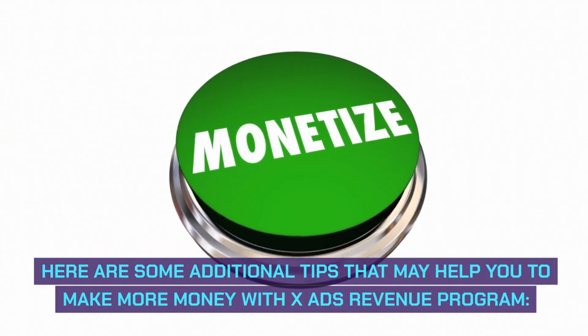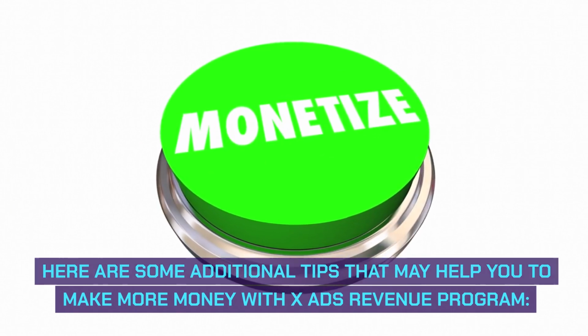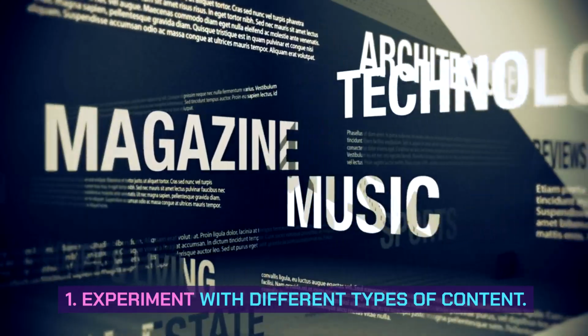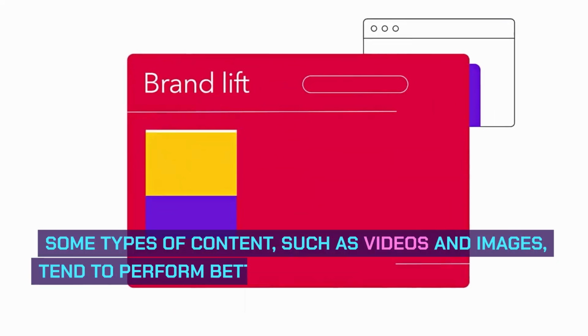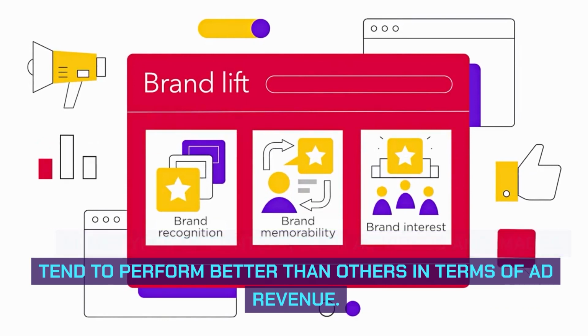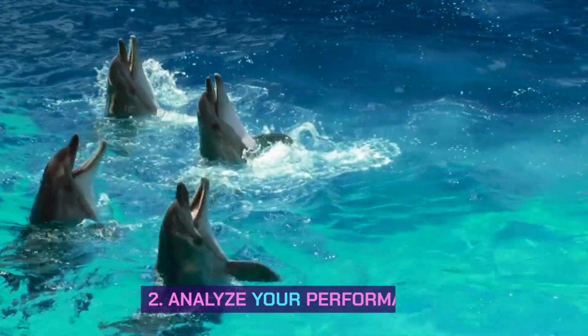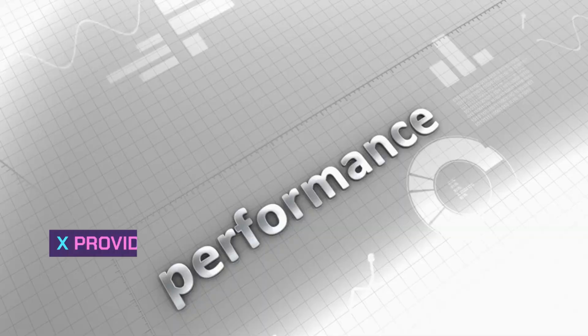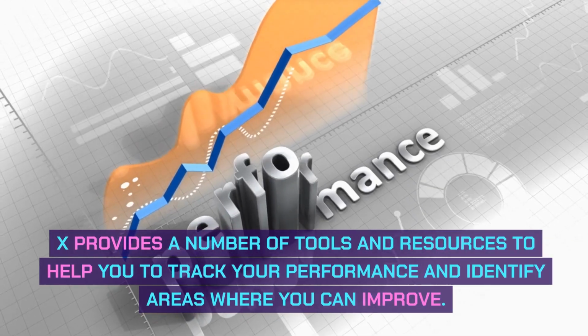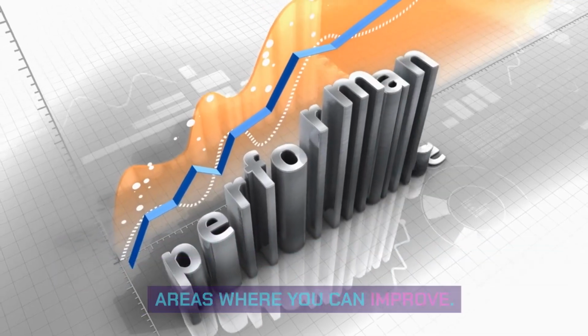Additional tips. Here are some additional tips that may help you to make more money with X-Ads Revenue Program. 1. Experiment with different types of content. Some types of content, such as videos and images, tend to perform better than others in terms of ad revenue. 2. Analyze your performance. X provides a number of tools and resources to help you to track your performance and identify areas where you can improve.